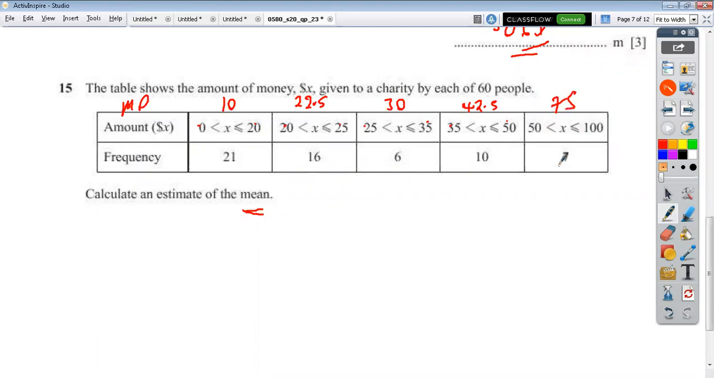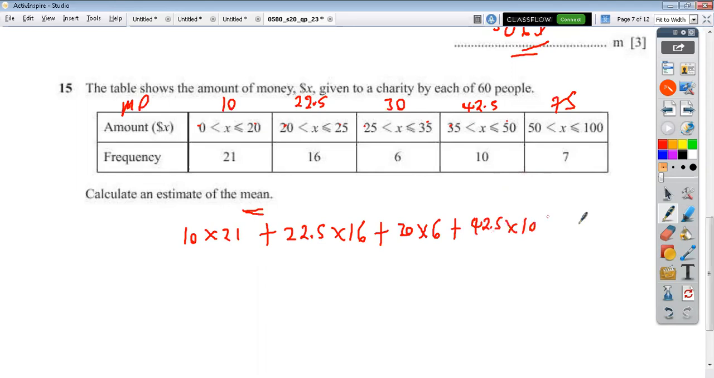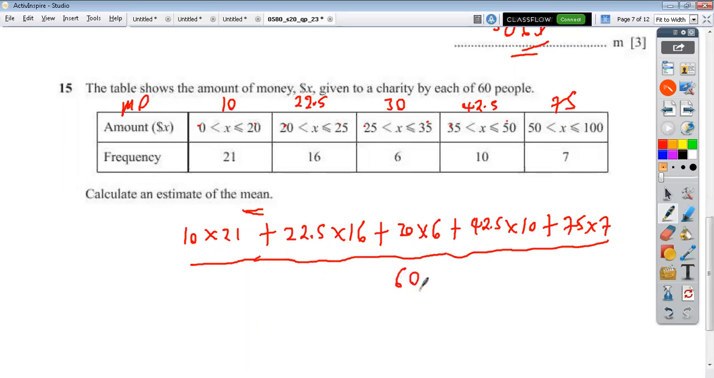Are we agreeing or not agreeing? We are agreeing, sir. Yes. So now let's find the mean, it's easier now. So it means 10 multiplied by 21 plus 22.5 multiplied by 16 plus, I'm going to show this in the exam, 60 times 6 plus 42.5 times 10 plus 75 times 7, divided by total frequency. If they didn't give you, you're supposed to add, but they told you 6. So let's do that and find what we get.